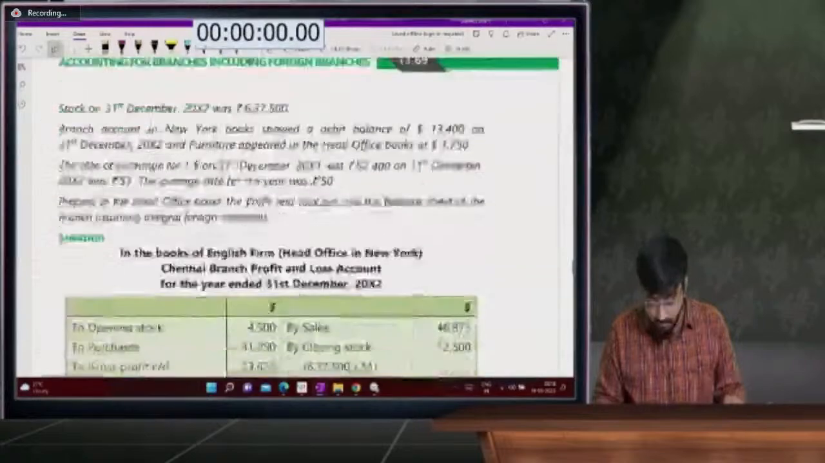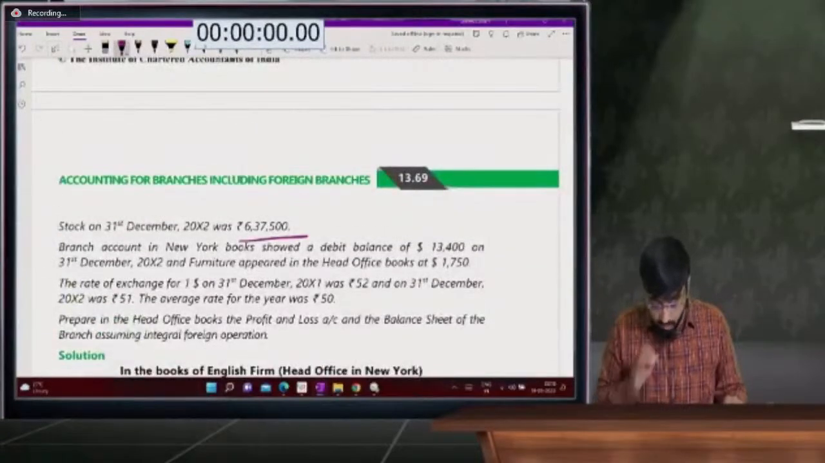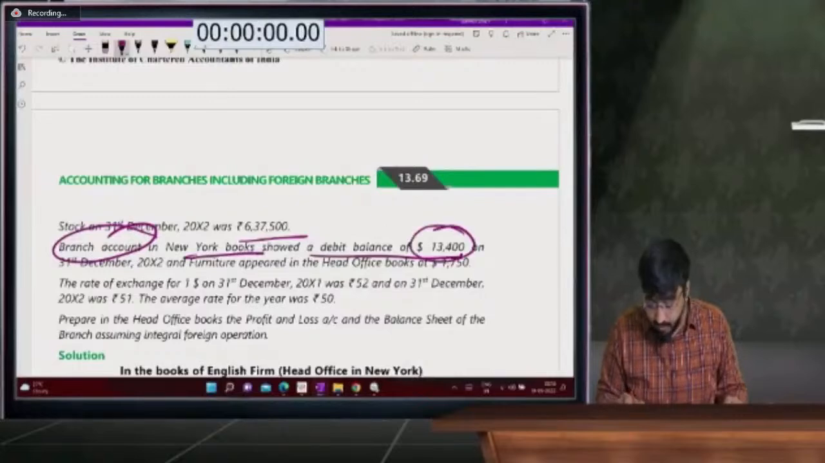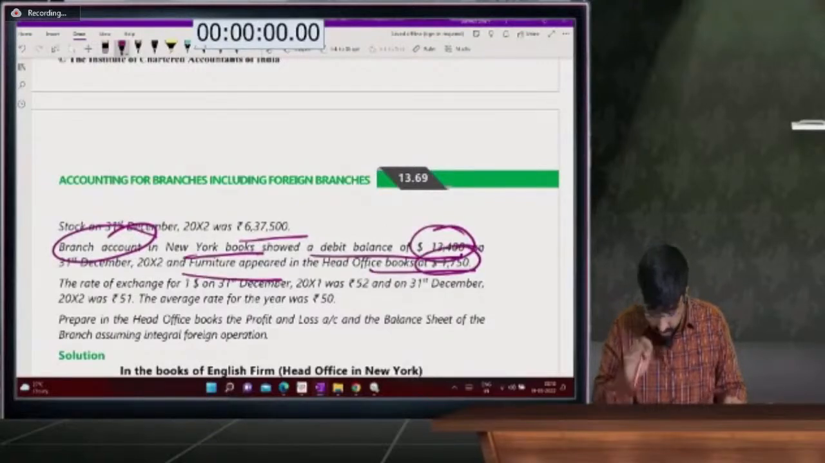Now the question is about stock. Closing stock is given. The branch account has a debit balance. Bank account, branch account in the New York office has a debit balance of 13,400, and furniture appears in the head office books as 1750. Okay, let's keep this pending.